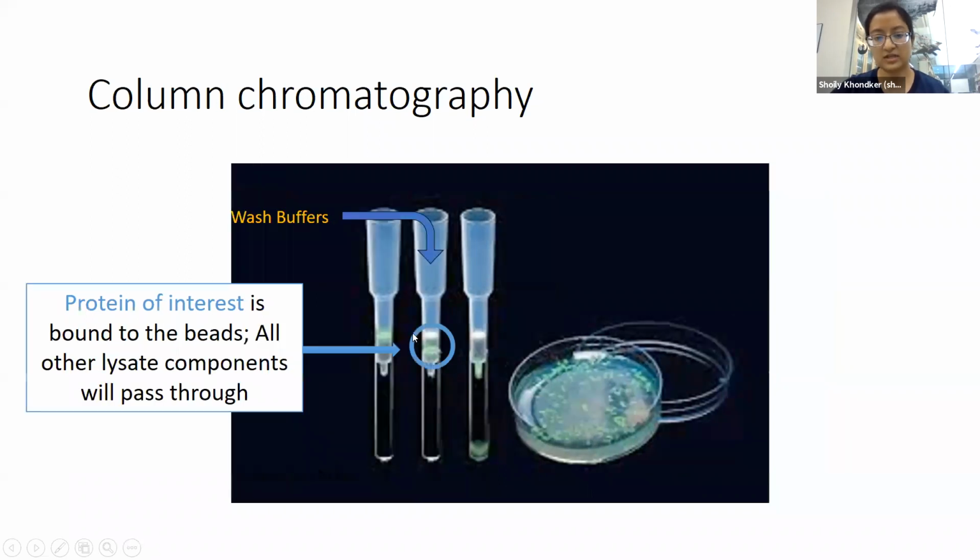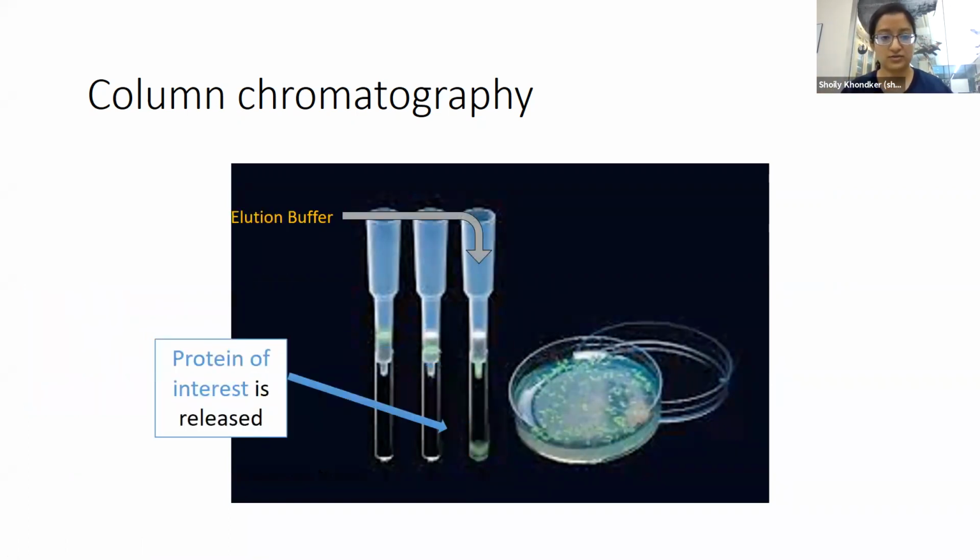And ideally, your protein of interest should bind to the beads. All other components of the cell lysate should pass through. And then the column, or the beads, are treated with a series of wash buffers. These are just buffers with specific salinity that will cause anything that isn't tightly bound to the beads to pass through. And the goal here is just to purify your protein further.